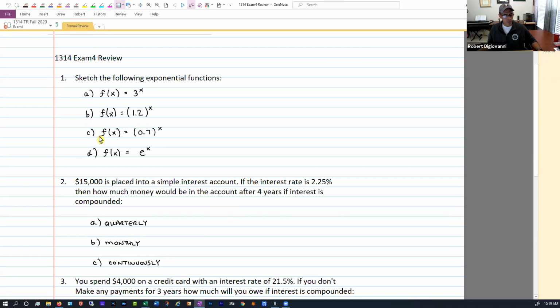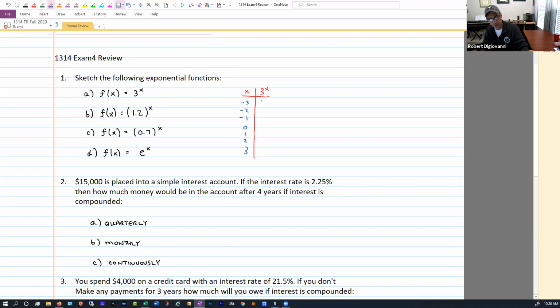For the first problems, what I want you to do is sketch the following exponential functions. All that means is for each one of these, you'll make a table. You're going to plug in x and then whatever the function is. So let's say we're doing this first one, 3 to the x. Everyone's going to use the same numbers: -3, -2, -1, 0, 1, 2, and 3. Everyone use those same numbers and plug those into that function.